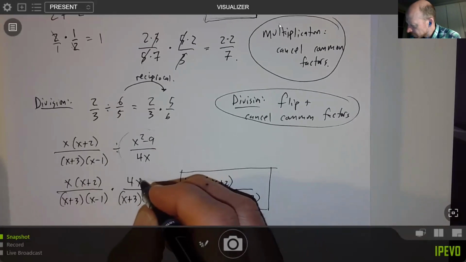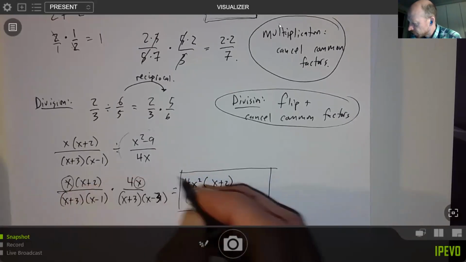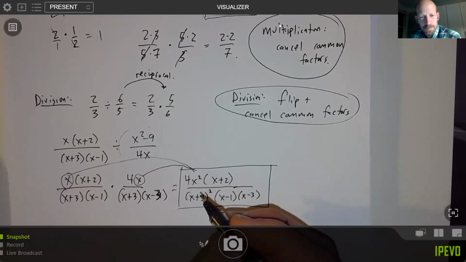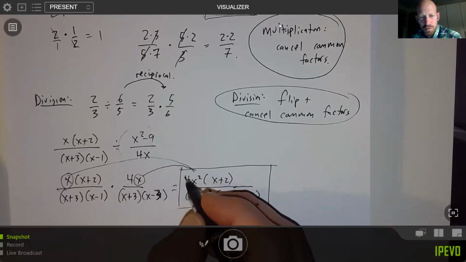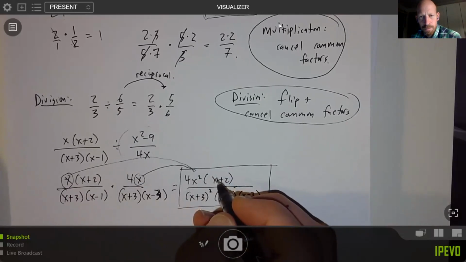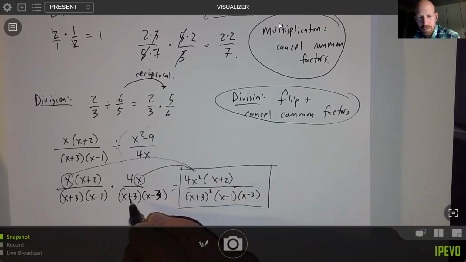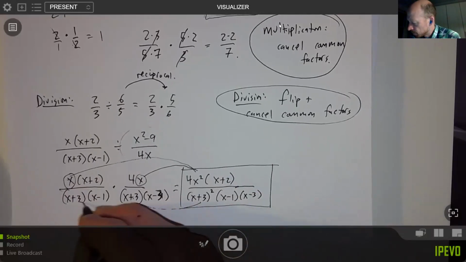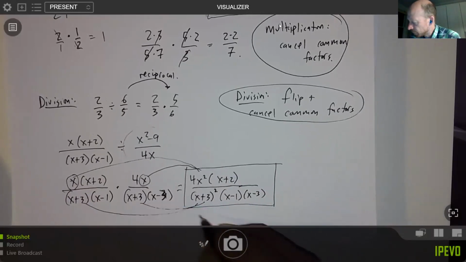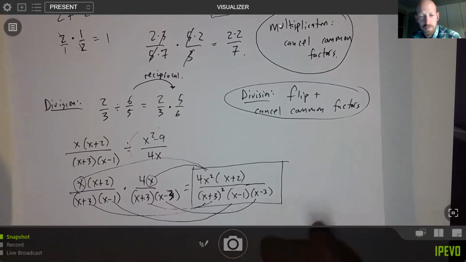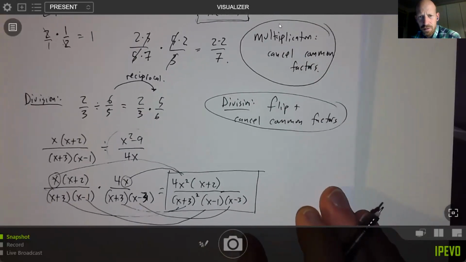So these two x's I'm multiplying together to get me the x squared. And then I have a 4. And then I have an x plus 2. So on the bottom, I multiplied the two x plus 3's together to get the squared. And then I also have these other two factors. Too many lines there. Does that help?